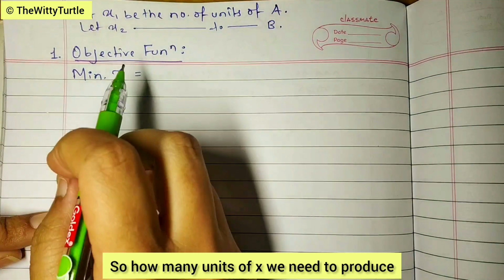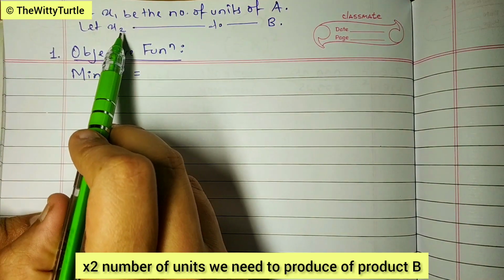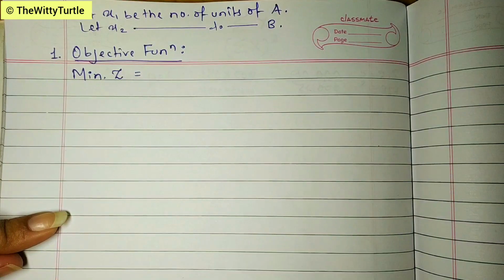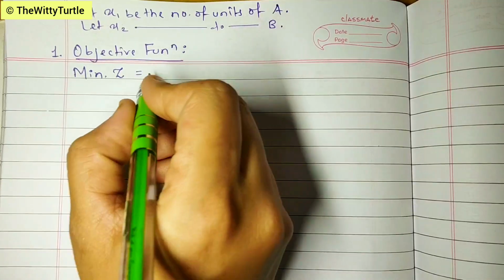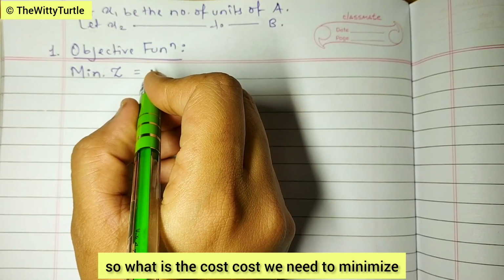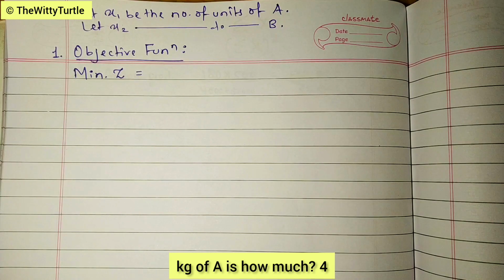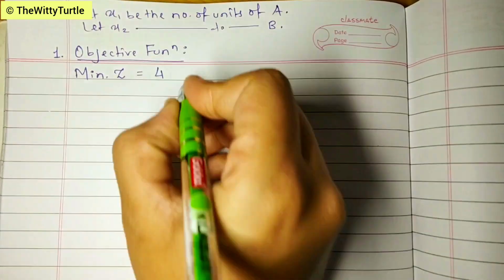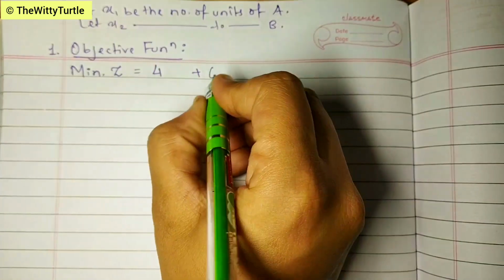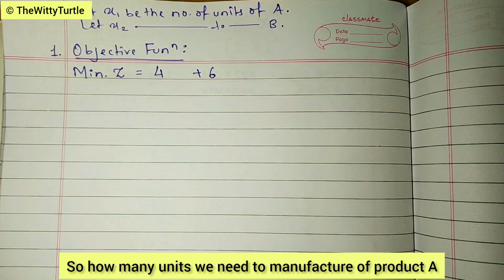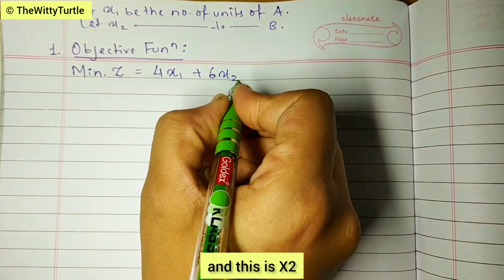So how many units do we need to produce? X1, and x2 number of units we need to produce of product B, right? So here the objective function will be what? What is the cost? Cost we need to minimize. So the cost of 1 kg of A is how much? 4. And what is the cost of 1 kg of B? It is 6. So how many units we need to manufacture of product A? X1, and this is X2.